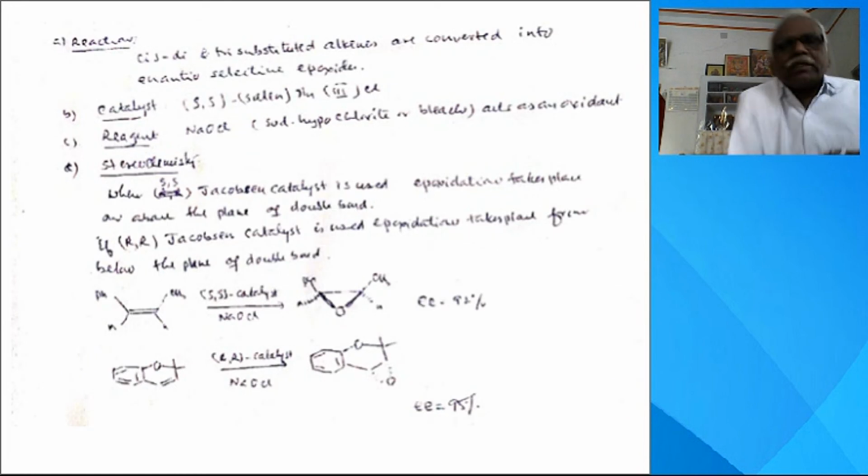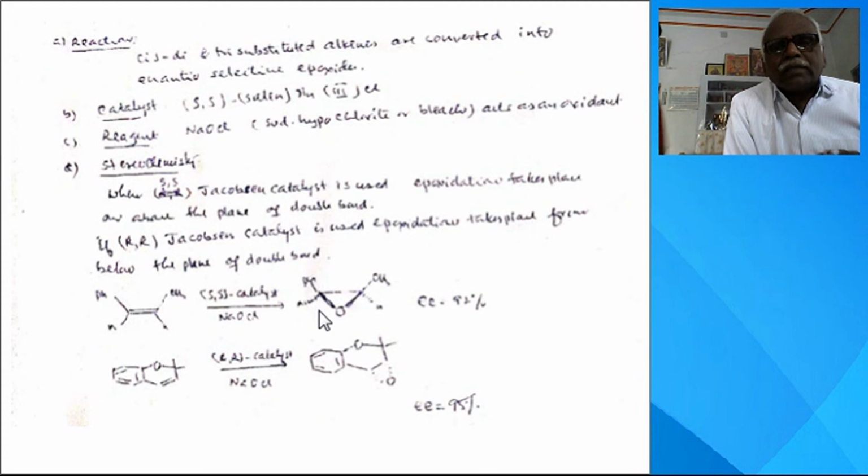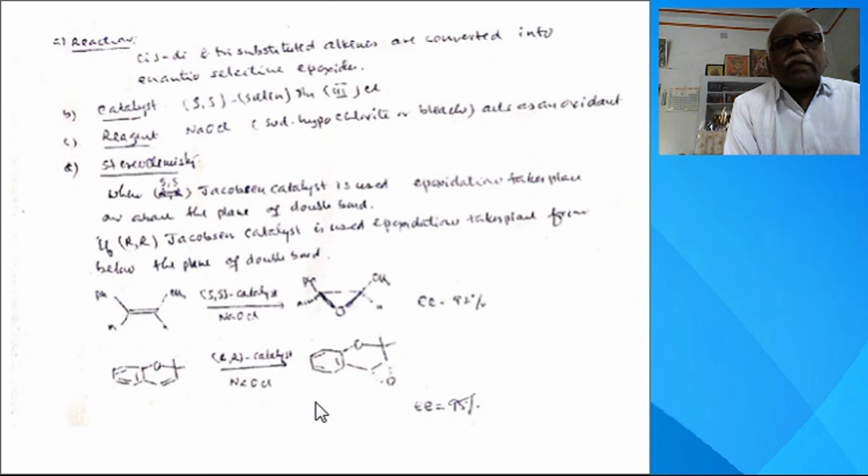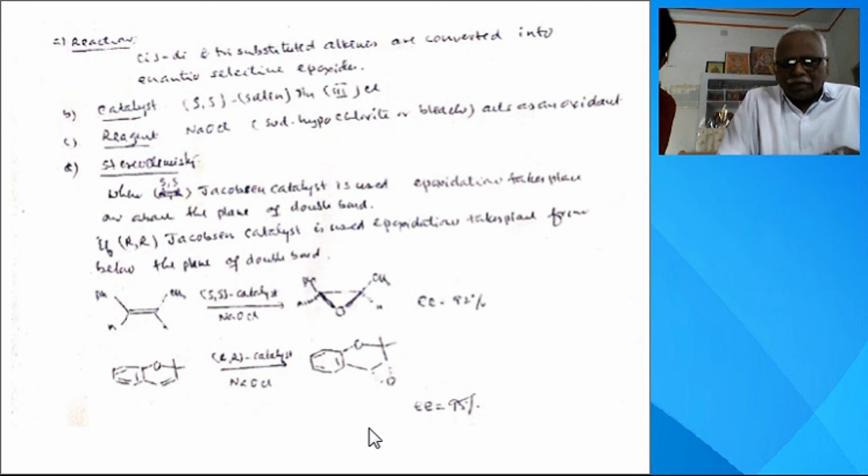So this is important. Here we have taken the SS catalyst. Oxygen will be added above the plane. Here this is the alkene, and this is the RR catalyst. Oxygen will enter from below the plane. So depending on the configuration of the catalyst, SS or RR, we can predict what type of epoxide enantiomer is formed. This is also a highly stereoselective reaction. So this reaction is used only for stereoselective epoxidation of unfunctionalized alkenes.